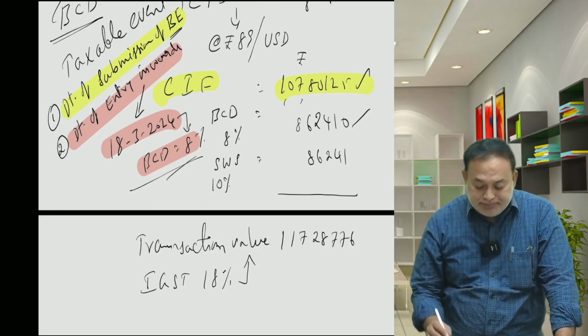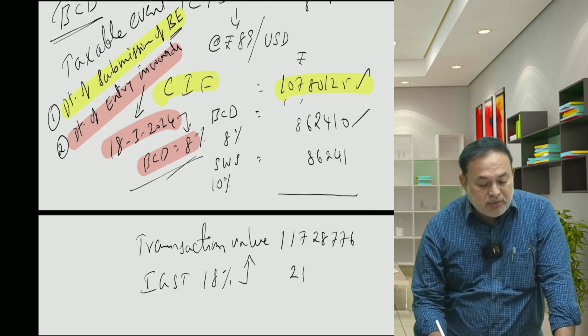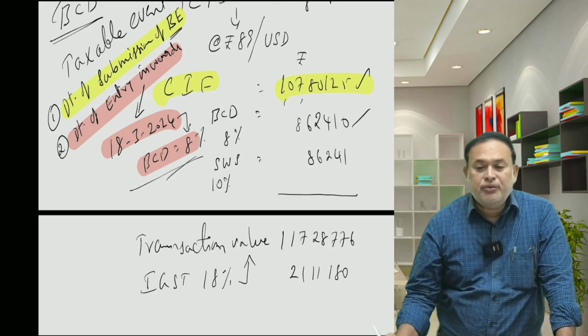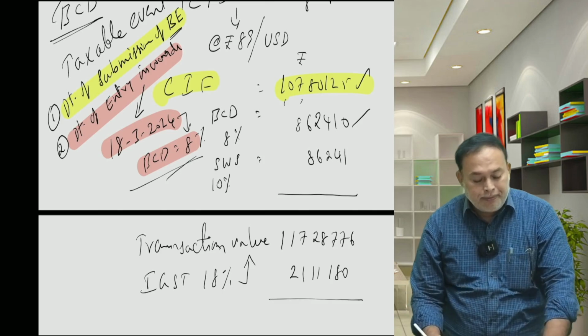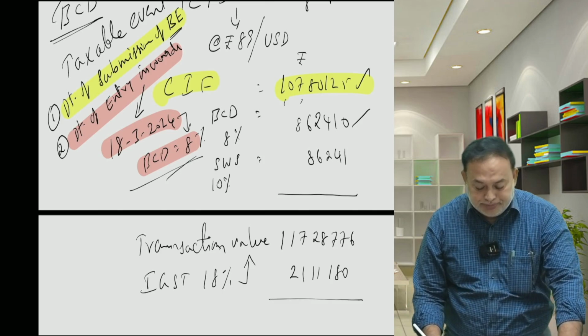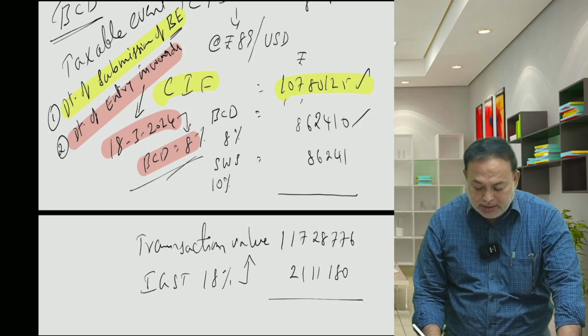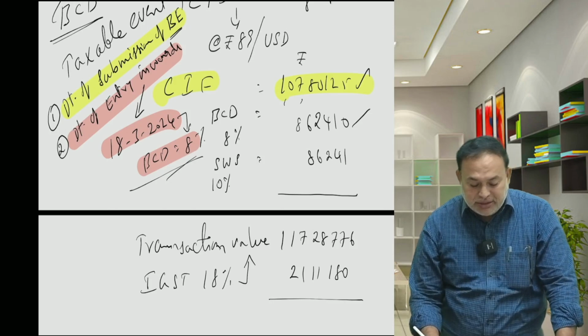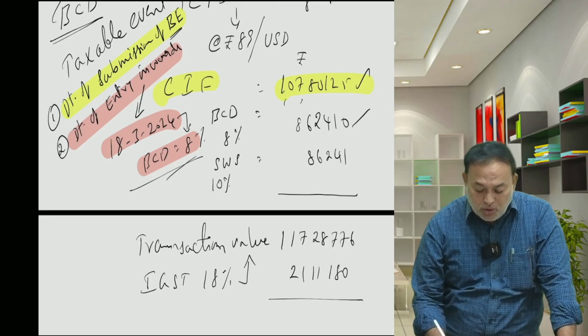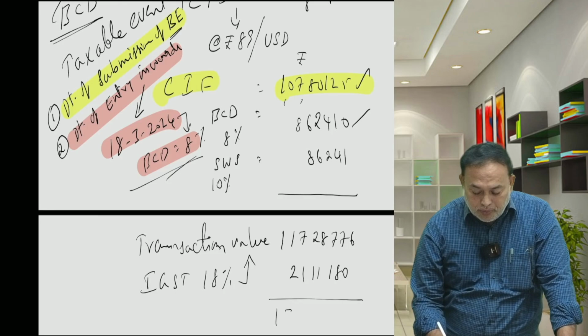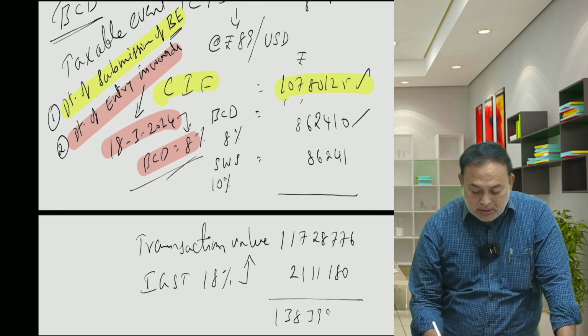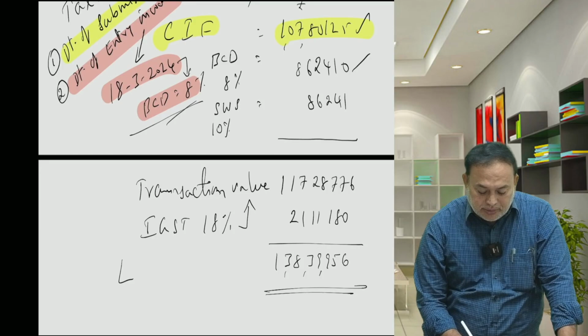If there is a case here, 21 lakh 11,180, rounded off, then arrive at the value. 1 crore 17 lakh 28,776. Add IGST 21 lakh 11,180, which is equal to 1 crore 38 lakh 39,956. This is the landed value.